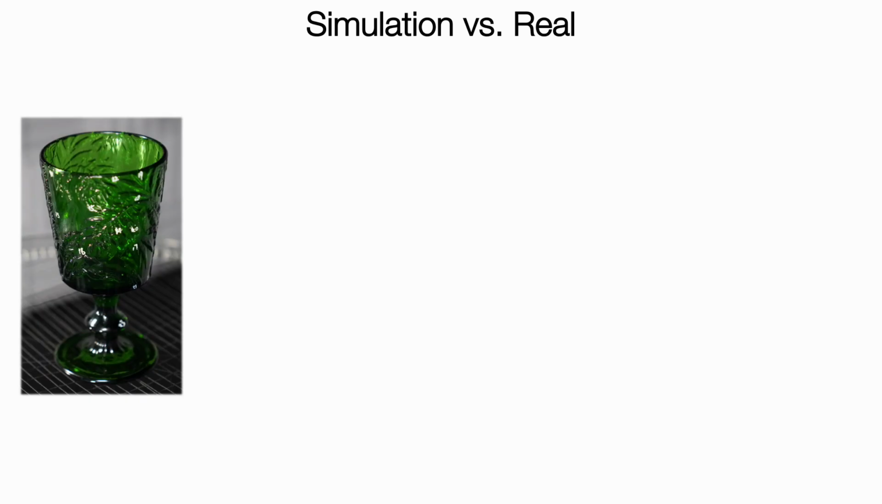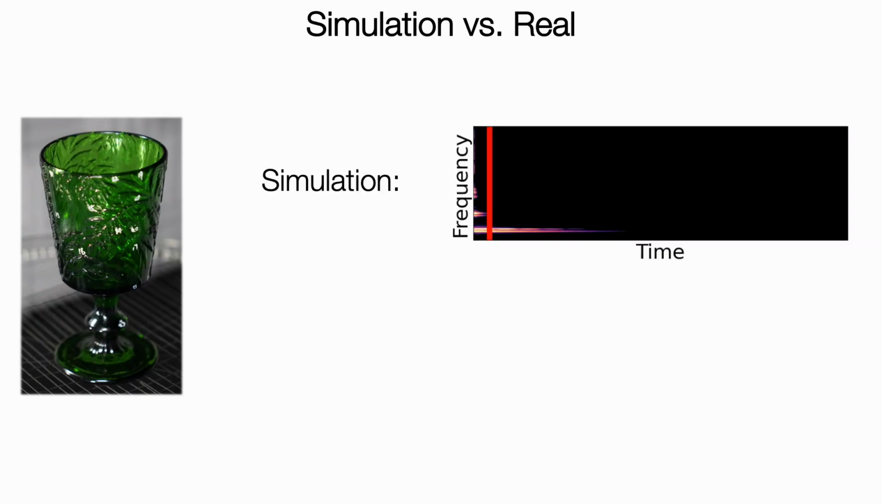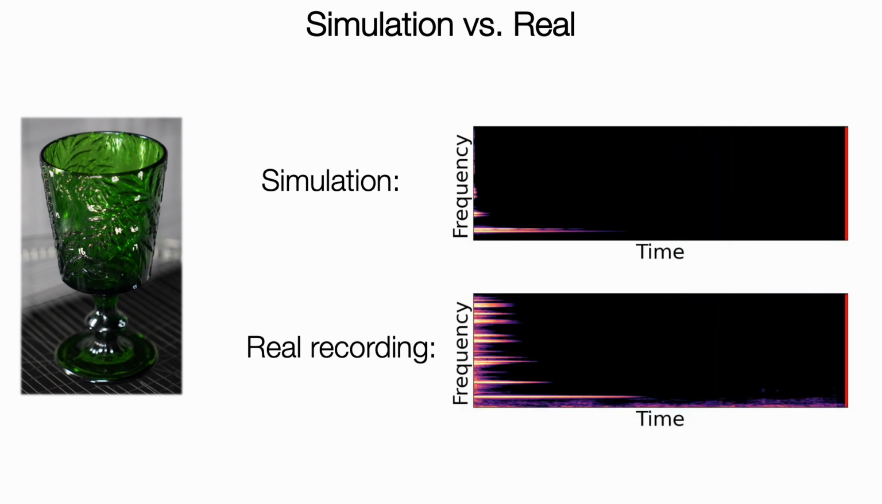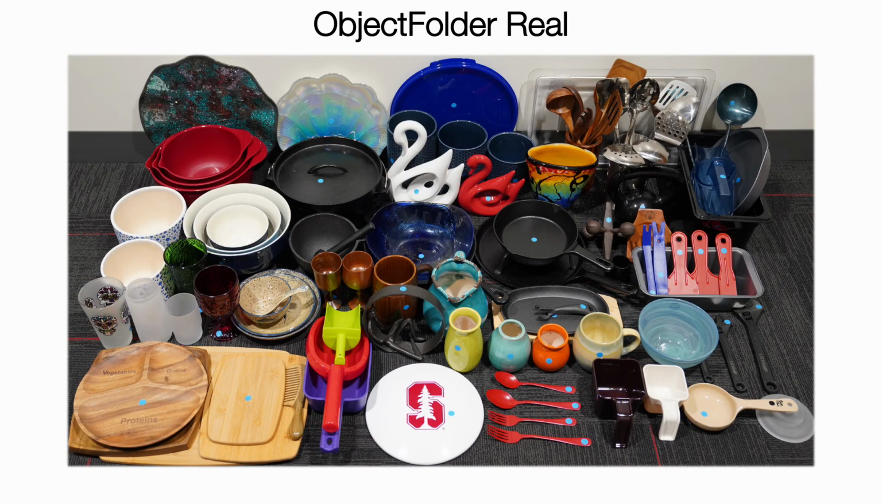Okay, these multisensory neural objects are great, but all multisensory data are obtained through simulation. For some objects like this one, listen to the simulated audio and the real impact sound recording. You can see that there's still a large gap between sim and the real, especially for the high-frequency components. We need a real dataset to potentially calibrate the gap between simulation and the real. So here we introduce a dataset called ObjectFolder Real that contains multisensory data collected from 100 real-world household objects.